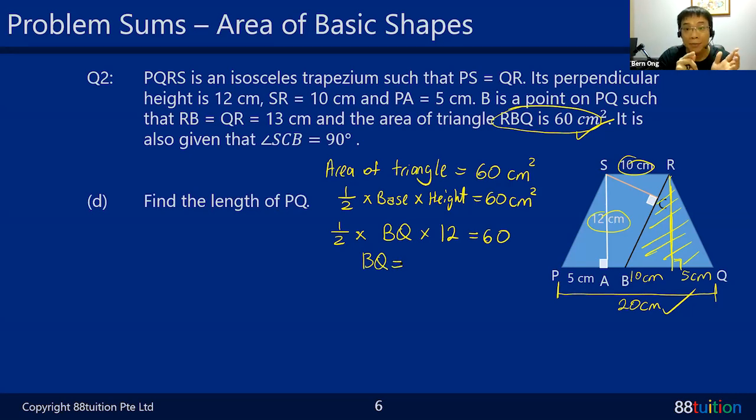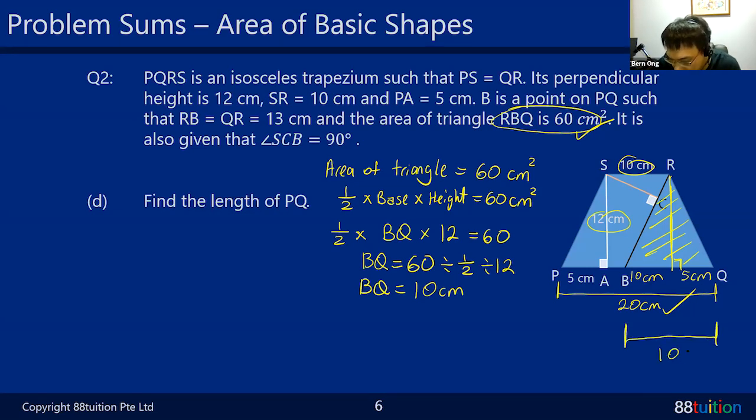Anything times on one side, you bring across as a divide. 60 is already here. Don't disturb the 60. 60 divided by half times 12, bring across, divide by 12 also. Write everything together. Don't be afraid. Then press the calculator. 60 divided by half, divided by 12. You get 10 centimeter. So we know that BQ here is 10 centimeter.